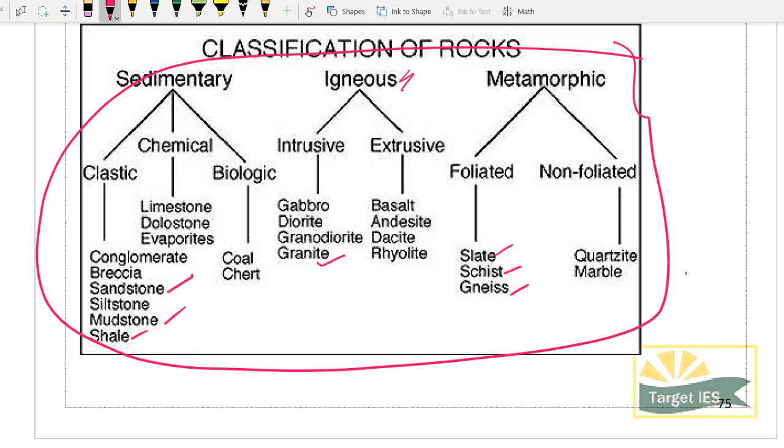For example, granite is which type of rock? Sedimentary, igneous, metamorphic, or he can give something else. Or he can ask sedimentary, intrusive igneous, extrusive igneous or metamorphic. So the answer will be intrusive igneous. Questions can come like that. Basalt is extrusive igneous. So what is this intrusive and extrusive? Nothing much.